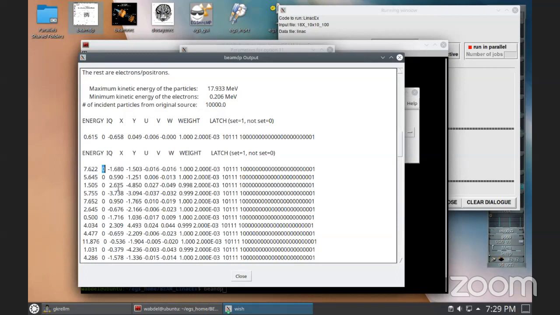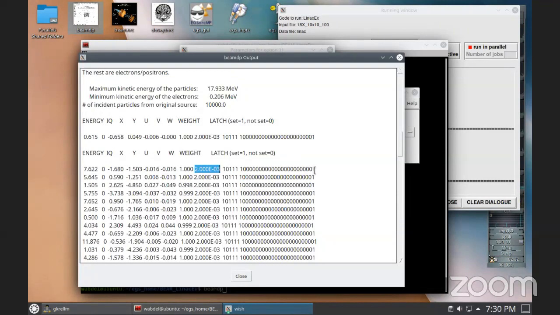Remember, all these particles, the z coordinate for them is going to be 100 because they have reached that plane. Now, u, v, and w are the cosines of its momentum, okay? So that's the direction. That defines the direction of the particle. Weight is the statistical weight of the particle. I'm going to show you something to explain the weight, but this is the statistical weight of the particle.